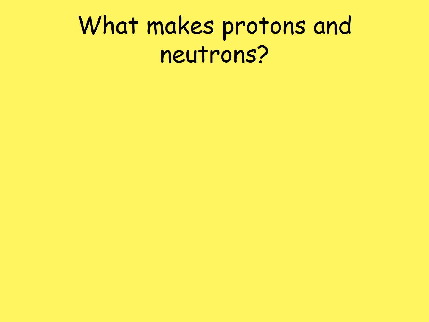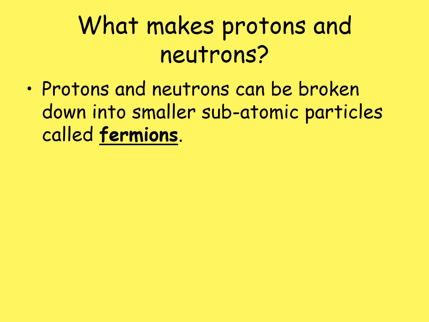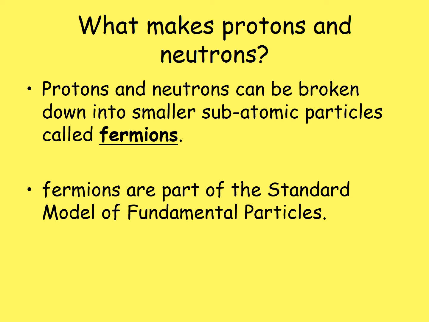So what makes up protons and neutrons? Well, protons and neutrons, as found in the nucleus, can be broken down into smaller subatomic particles called fermions, matter particles. Fermions are part of the Standard Model of fundamental particles. Fundamental meaning they cannot be broken down any further.